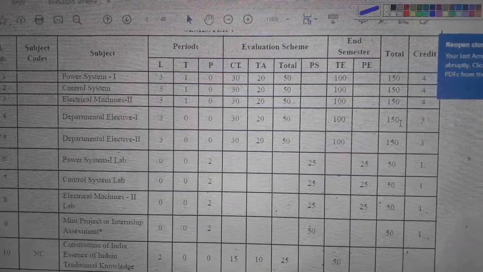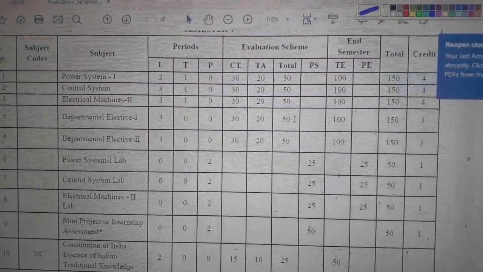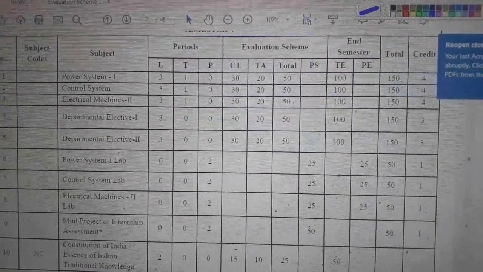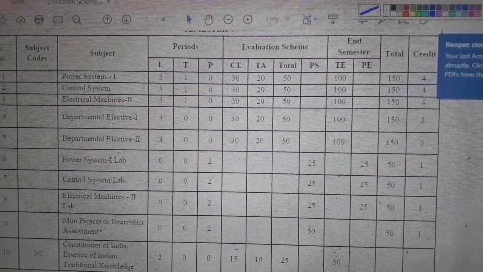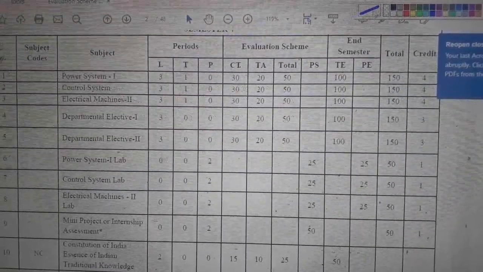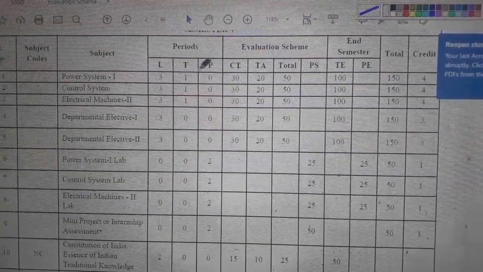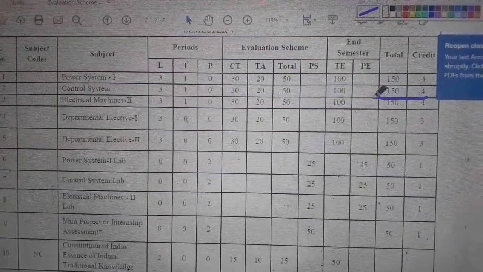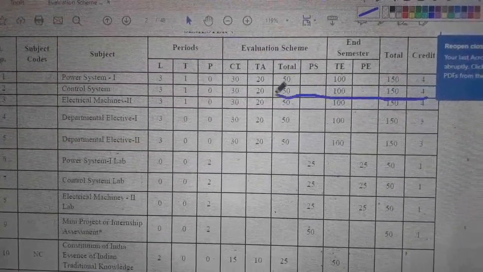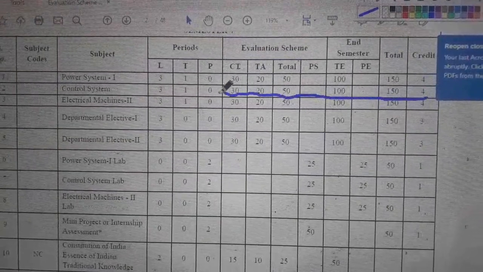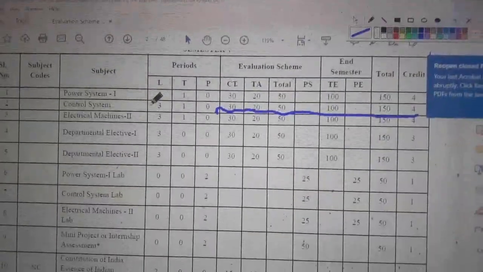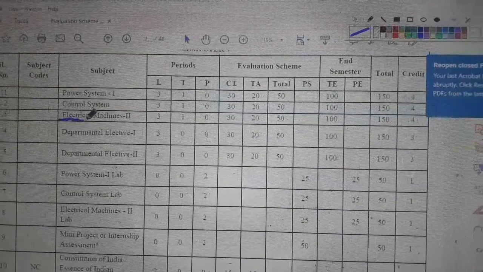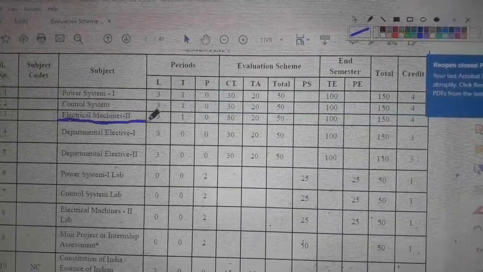Discuss about the evaluation scheme of electrical machine 2. If we are talking about the evaluation scheme of machine 2, this is the electrical machine 2.